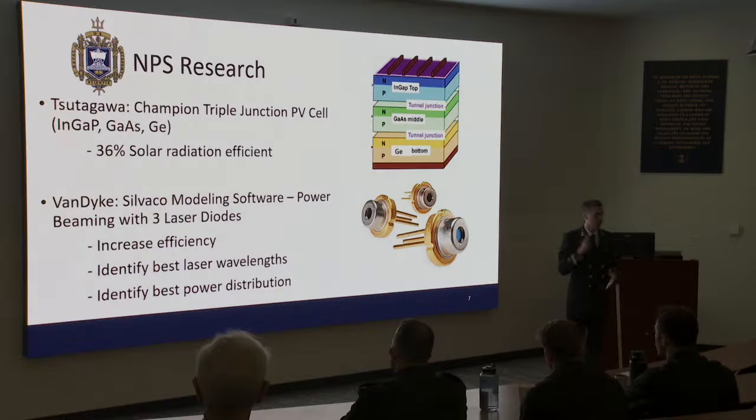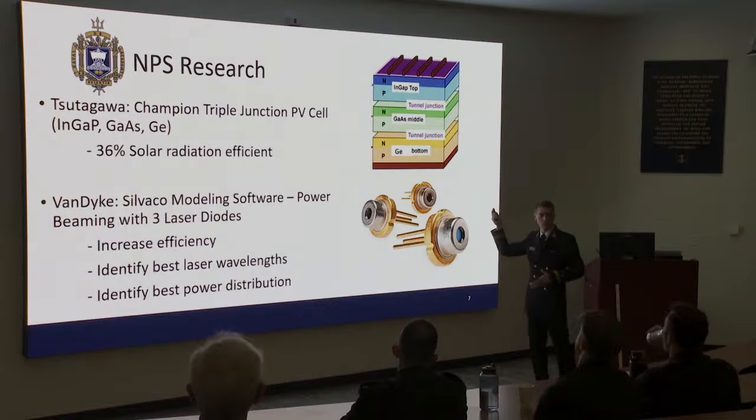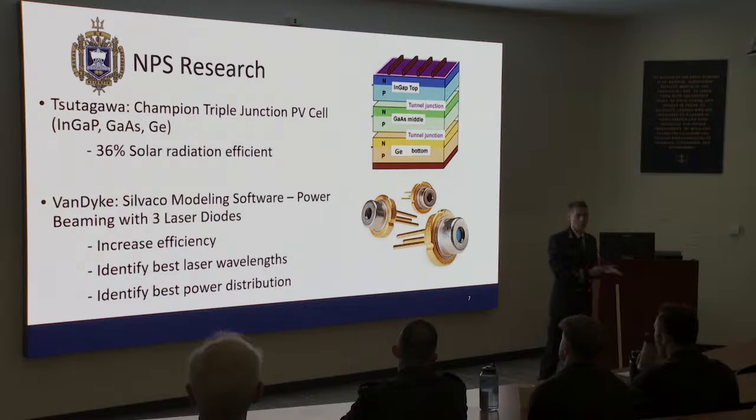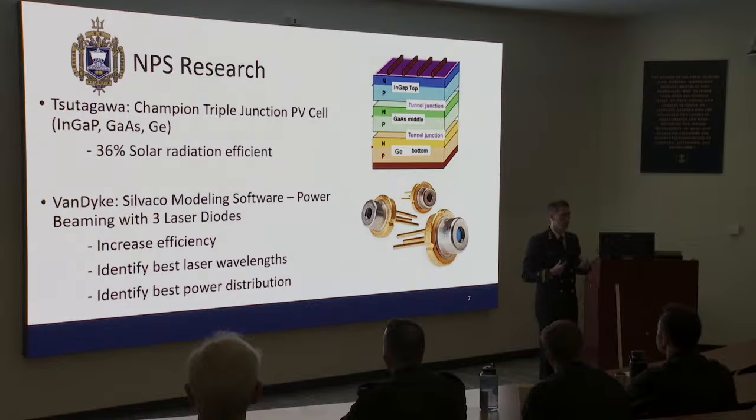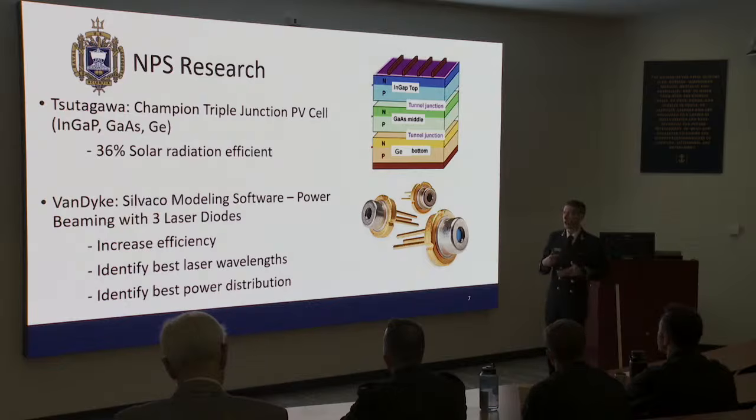Okay, my research itself iterates upon NPS simulations conducted in the late 2010s. They simulated a modern triple junction PV cell under solar and laser power. Their results indicated that if they used laser diodes matched to the specific wavelengths of each of those lattice structures in the triple junction cell, they could increase the base efficiency of the PV cell compared to its performance under sunlight.